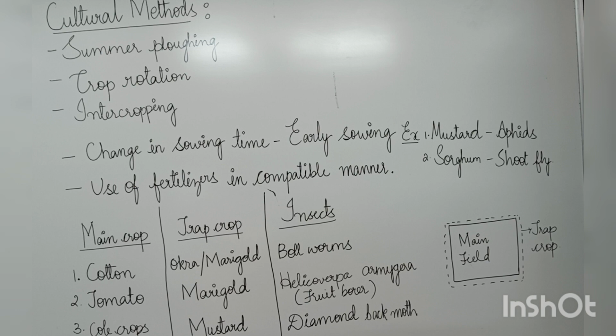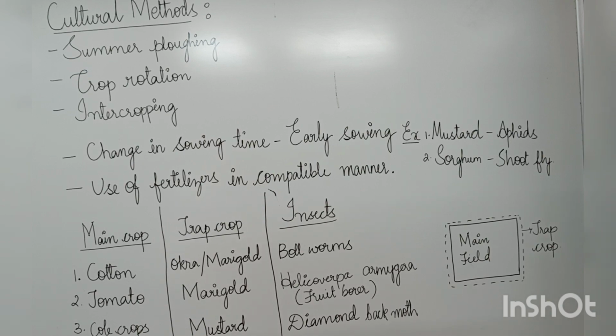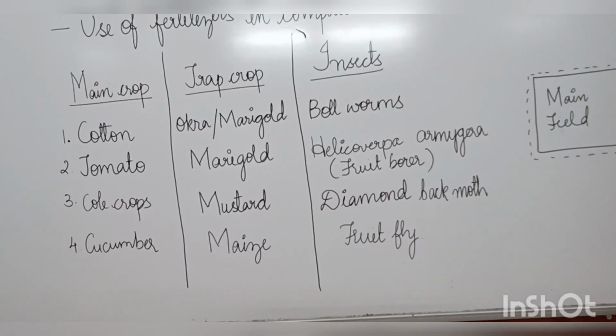For suppose if we do early sowing in the mustard or in the sorghum, we can control the infestation of aphids in the mustard and shoot fly in the sorghum. And next is use of fertilizers in a compatible manner. So these are some of the examples.